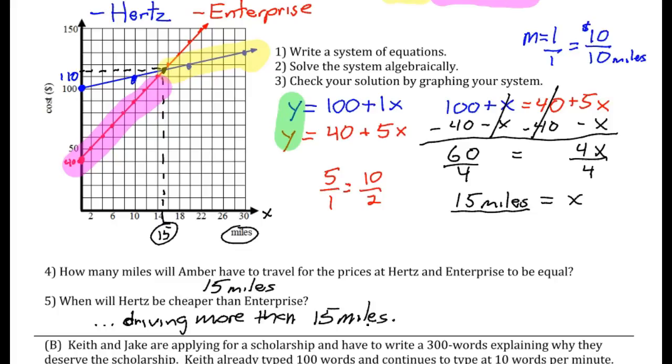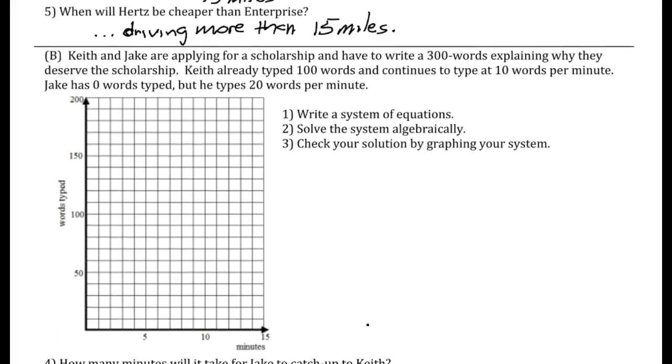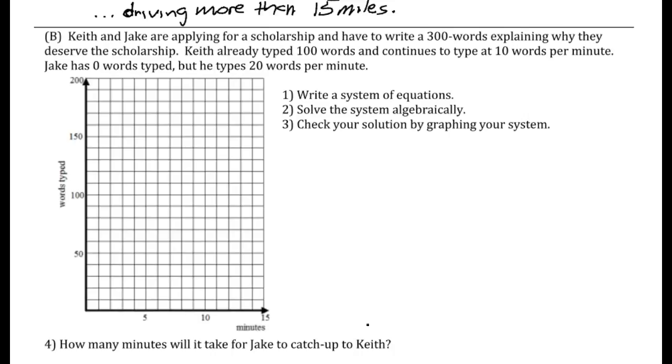Okay. Yep. Question? No, it starts at 100 right here. That's your y-intercept, and then your slope would be, yeah. And this one has y-intercept is 0, but a slope of 20 over 1.